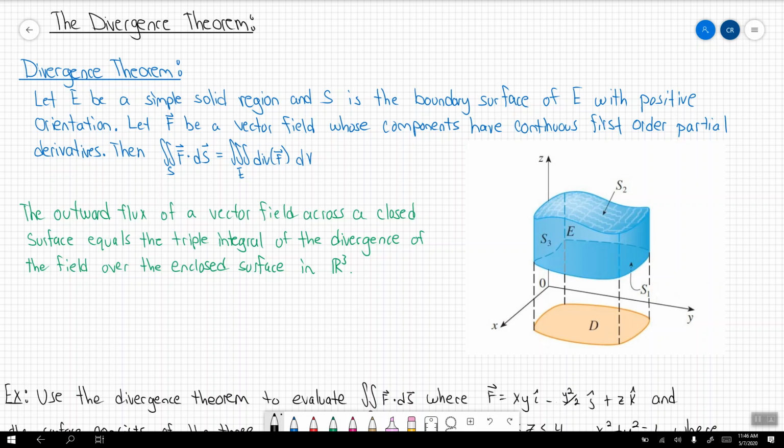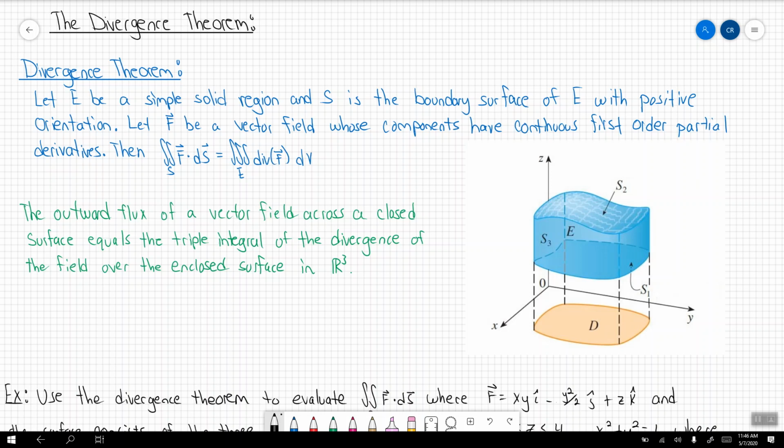So let F be a vector field whose components have continuous first order partial derivatives. We must have continuous first order partial derivatives in order to work with this vector field. Then what we're going to get is that the surface integral that we're observing here for that vector field is going to be equal to the triple integral over the region E, integrating the divergence of that vector field with respect to the volume that the region E encompasses.